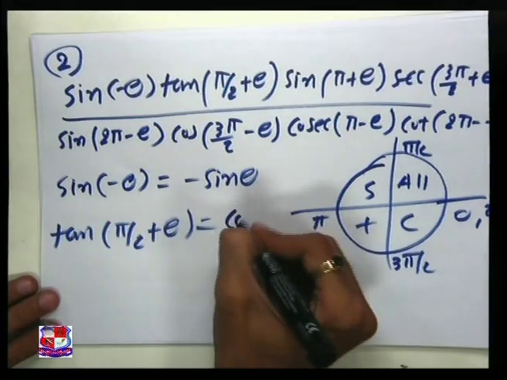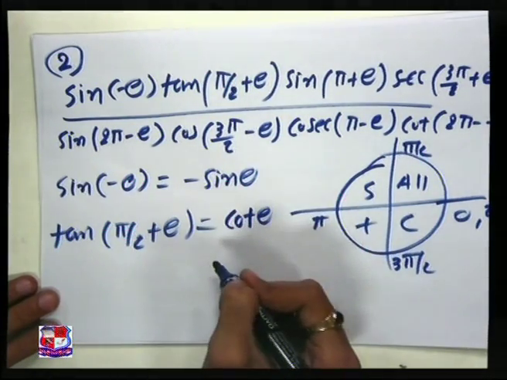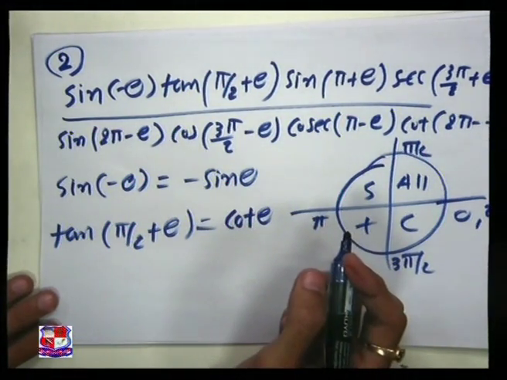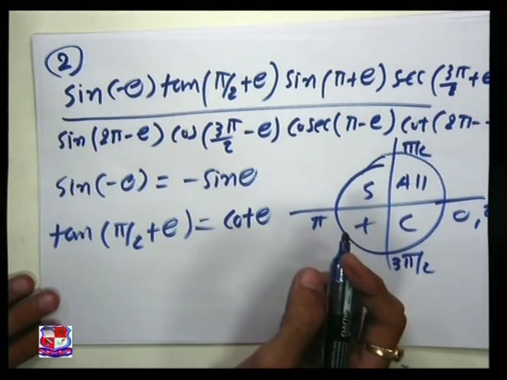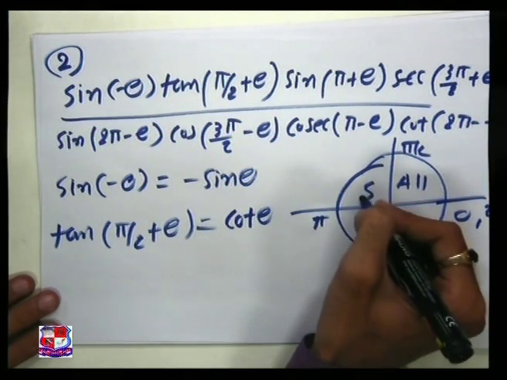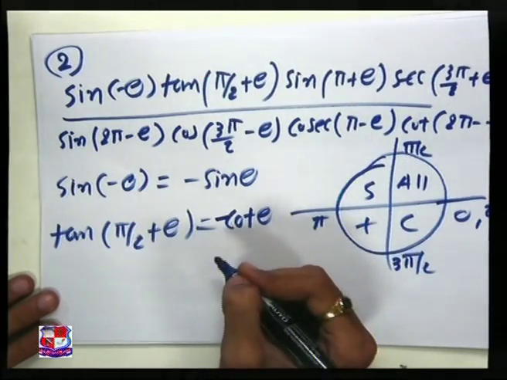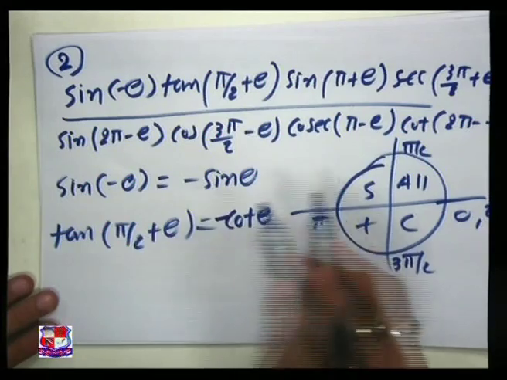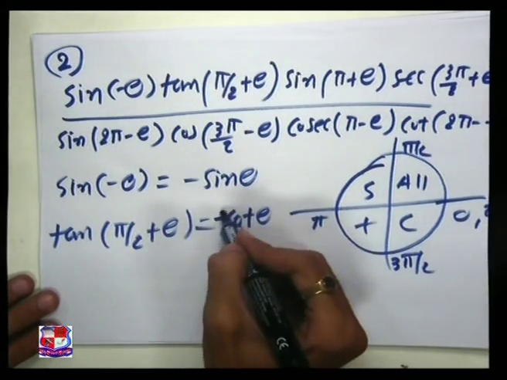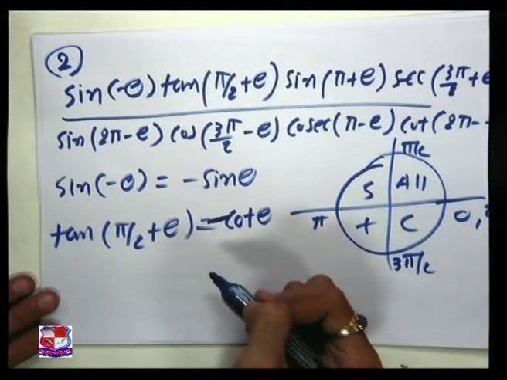Okay, here tan pi by 2 plus theta is equal to cot theta. Again, because here it is negative, this is the second quadrant, so I will get minus cot theta, right? Because in the second quadrant tan will be negative. So our answer is minus cot theta.